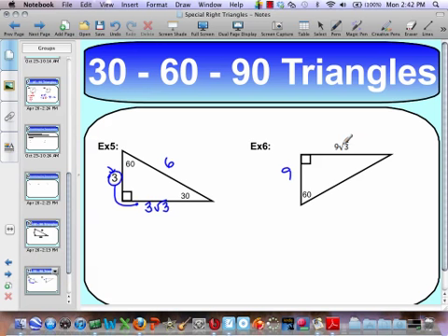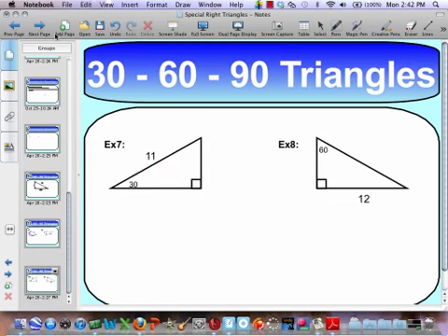Okay, so Destiny, what's my hypotenuse? Say again? Should be 18, right? Okay. Remember, the hypotenuse is twice the short side. Okay.